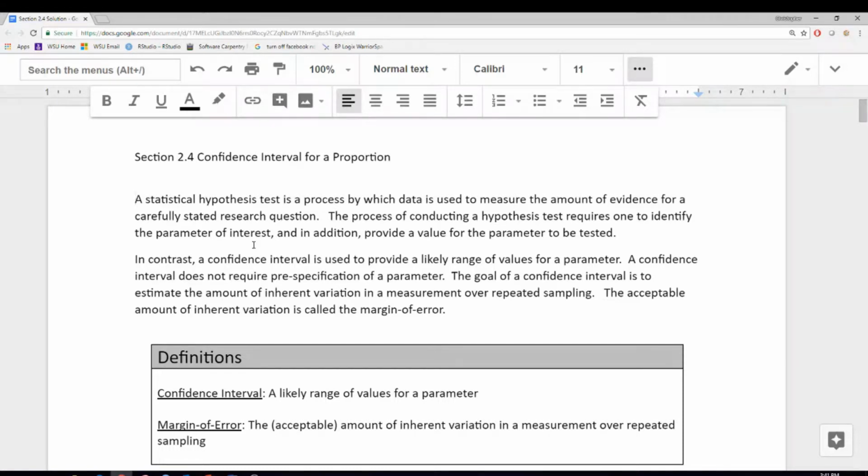Recall a statistical hypothesis test is a process by which data is used to measure the amount of evidence for a carefully stated research question. The process of conducting a test requires us to identify the parameter of interest and furthermore provide a value for that parameter to be tested. In contrast, a confidence interval is used to provide a likely range of values for a parameter. Confidence interval does not require pre-specification of that parameter. The goal of a confidence interval is to estimate the amount of inherent variation in a measurement over the repeated sampling.